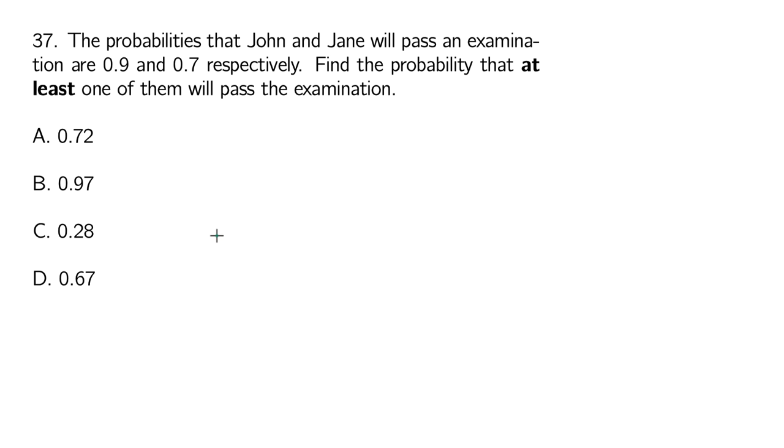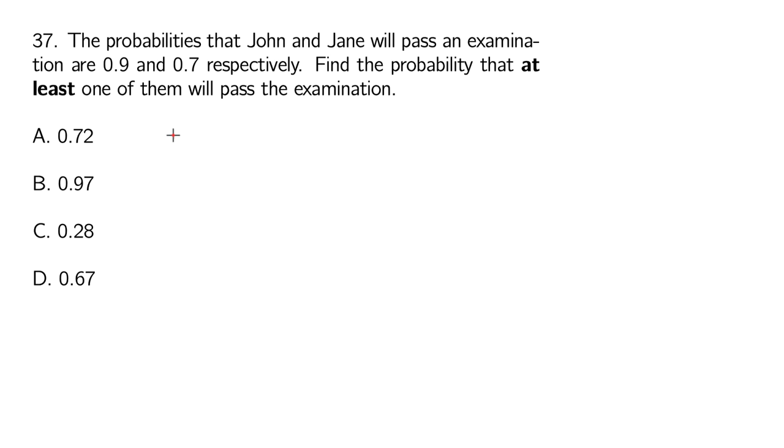Now this problem doesn't tell us that the probabilities are independent, but we have to make that assumption, otherwise we can't really solve the problem. They haven't given us enough information to solve the problem without assuming independence. So we are going to assume that the probability that John passes is independent of the probability that Jane passes.